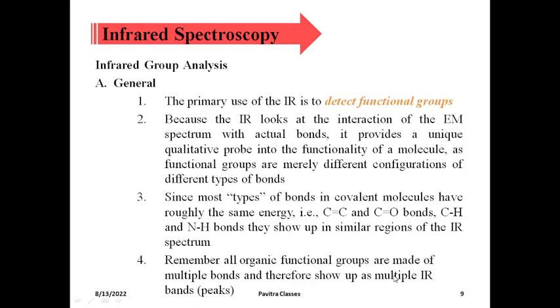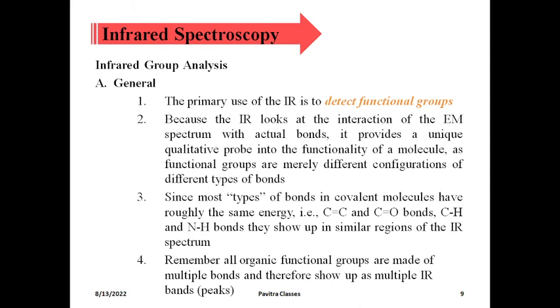Next is infrared group analysis. The primary use of the IR is the detection of functional groups. Whenever there is an unknown pharmaceutical compound, if you have formulated any unknown compound, once the synthesis is done, you first have to identify what compound is formulated in the laboratory. For that, first you identify the structure and functional group of the compound. Once you get the functional group, you can draw the structure and name that product.